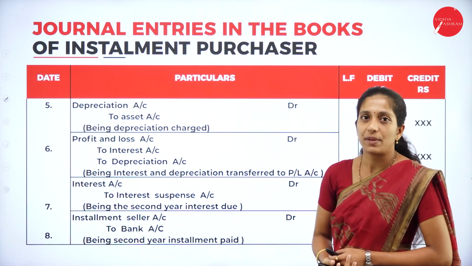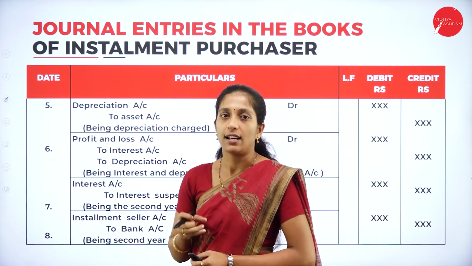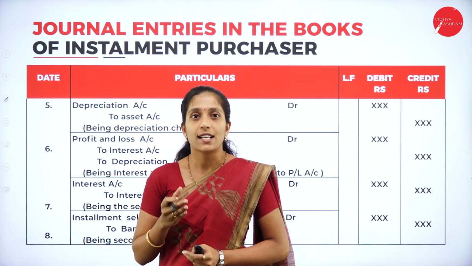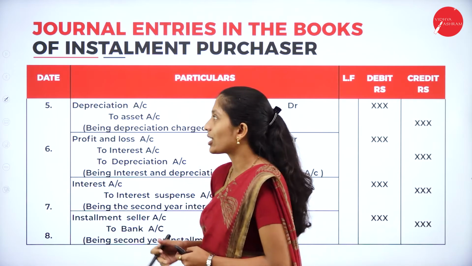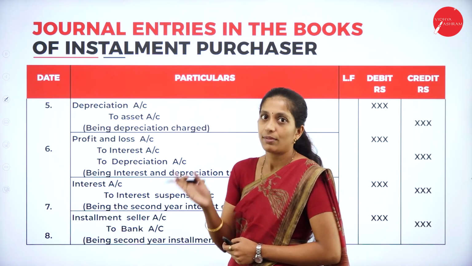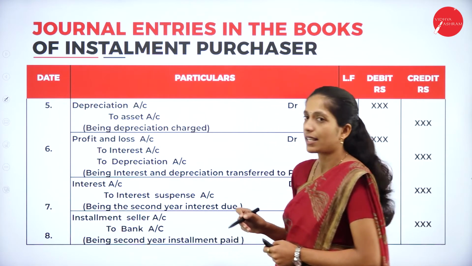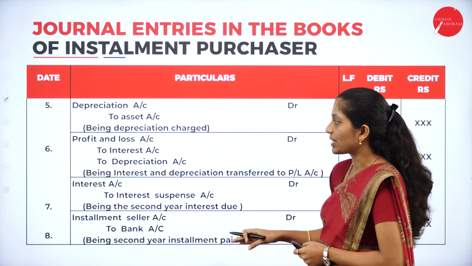The fifth entry is for depreciation, since the asset is there in the hands of the purchaser, right? Here the seller has sold the asset to the purchaser. Now the asset is in the hands of the purchaser, so we have to calculate depreciation. Depreciation remains the same as in hire purchase system, that is depreciation account debit to asset account, being depreciation charge. This is for first year depreciation.